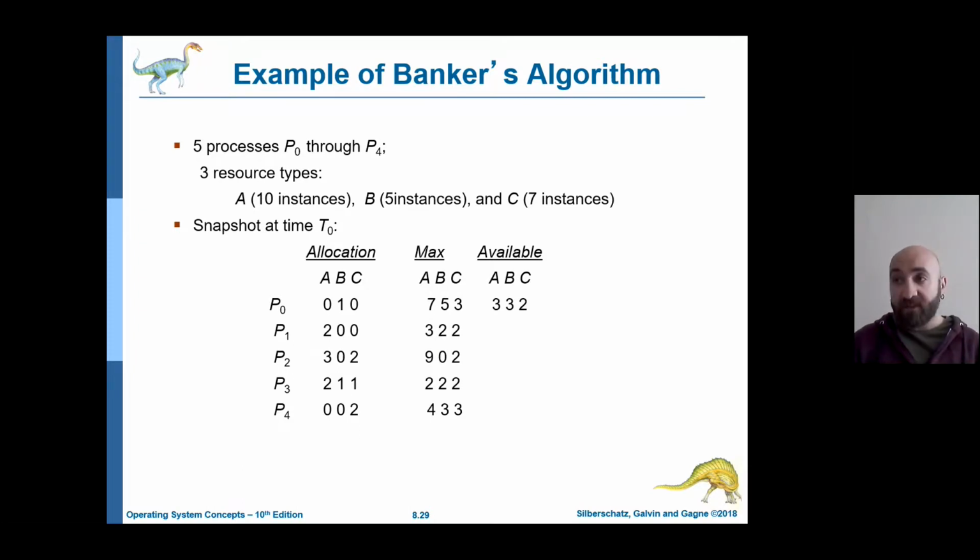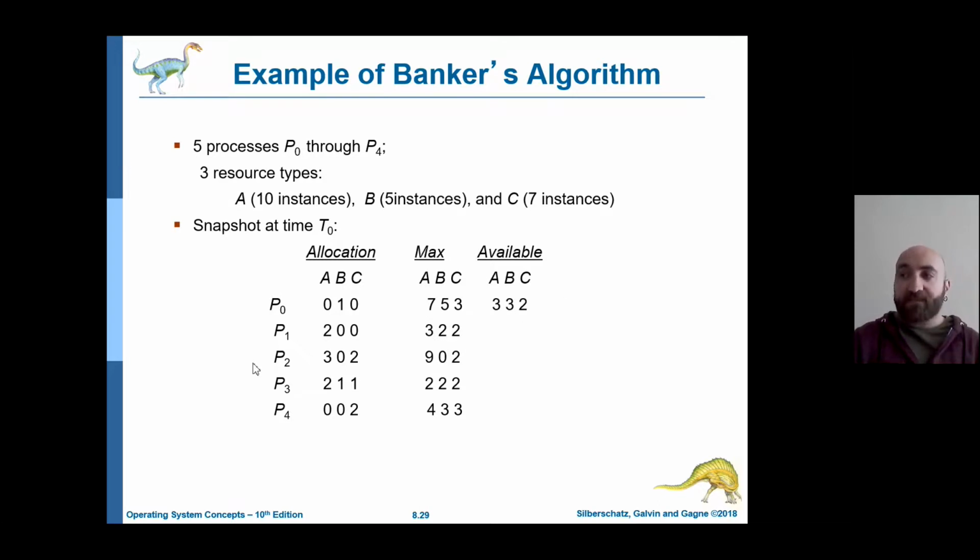So in the initial state, we're assuming that we have 5 processes. We have 3 different resource types, and these resource types are A, B, and C. A has 10 instances, B has 5 instances, and C has 7 instances. Suppose that the following snapshot represents the current state of the system. So at time t, we are getting a snapshot of the system, and this is the snapshot of the system at time 0. So we have the allocation matrix, max matrix, and available vector.